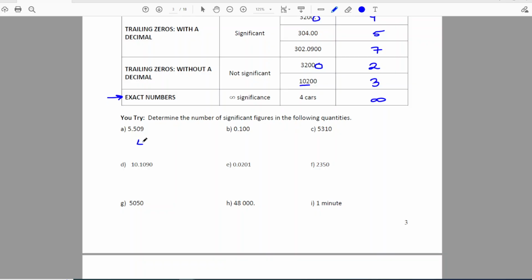So this one has 4 sig figs, right? Non-zero and an in-between. This one has 3 sig figs. This leading 0 does not count. For this one, you also have 3 sig figs because this trailing 0 without a decimal does not count. For this one, we have 1, 2, 3, 4, 5, 6 sig figs because all of the zeros count. For this one, these leading zeros do not count, so this one has 3 sig figs. This number, this 0 does not count. It's kind of similar to this question above.